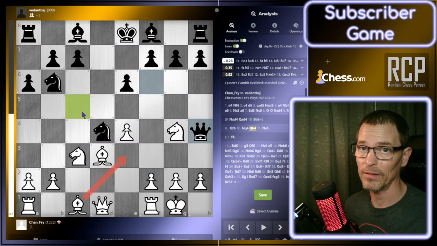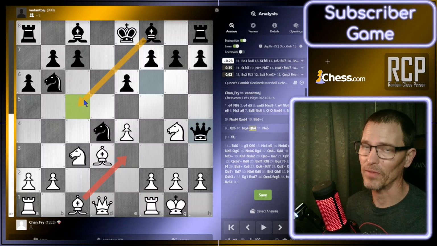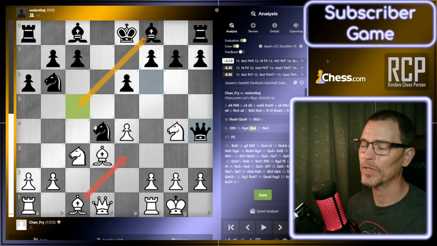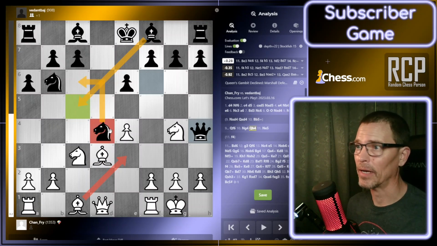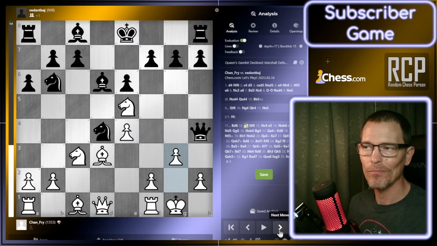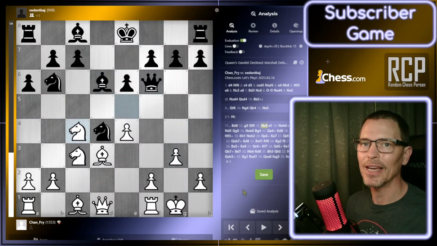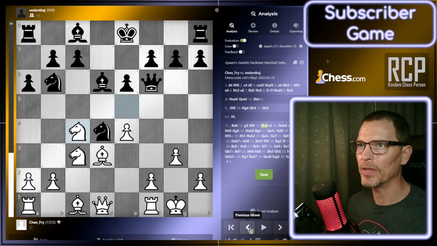That would have prevented their bishop from coming here. I mean, not prevented it, but it would have made it pointless to come here, and it would have attacked this knight. They probably would have gone back. All right, let's turn off the lines and keep going. Okay, it did take a second, but the eval bar did drop there.